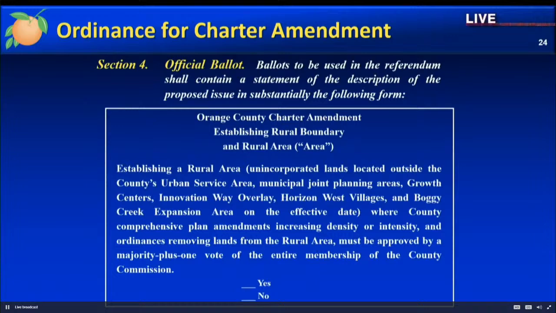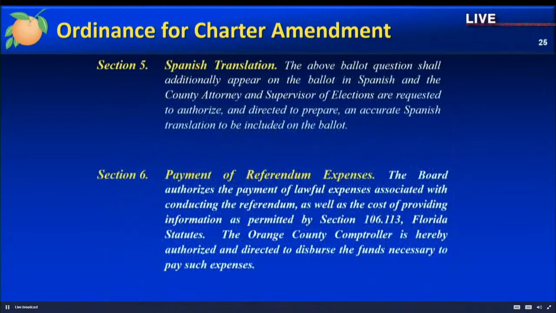Subsection 4 identifies the ballot itself, as the voters will be able to read it. It basically summarizes the description of the proposed charter amendment, and that is what's inside the box right there. Subsection 5 confirms that the same ballot and the language within that box that we just saw would be translated in Spanish. Section number 6 authorizes the Board of County Commissioners to authorize the comptroller to direct and disperse the funds necessary to pay for the expenses related to the referendum itself.